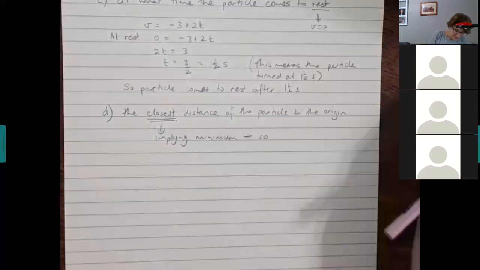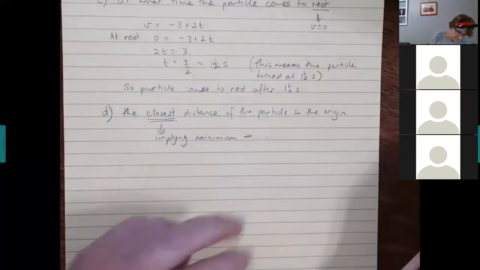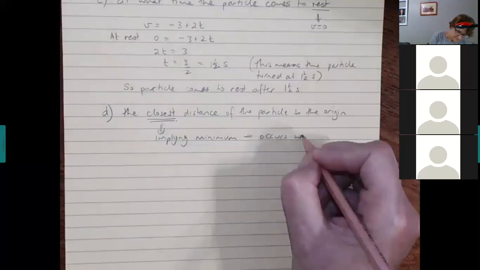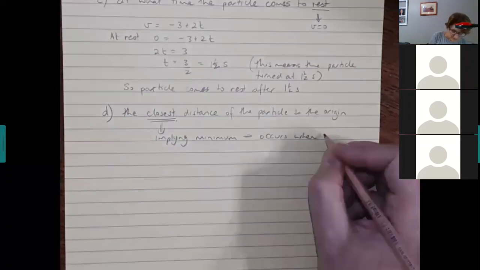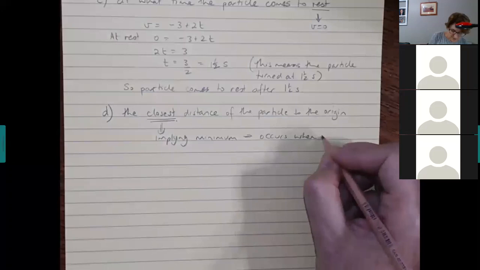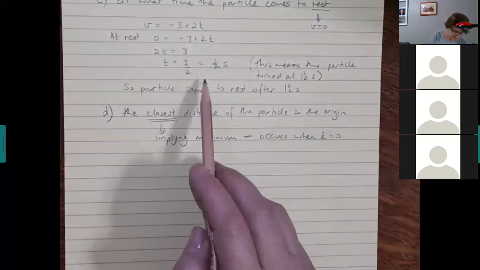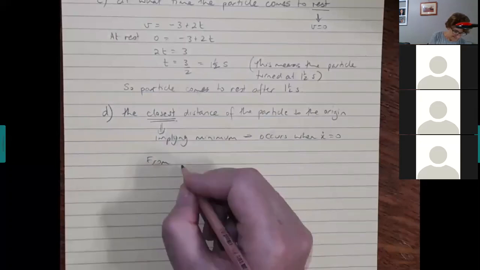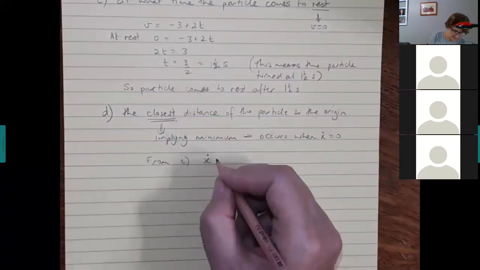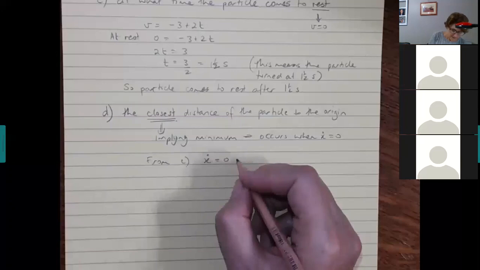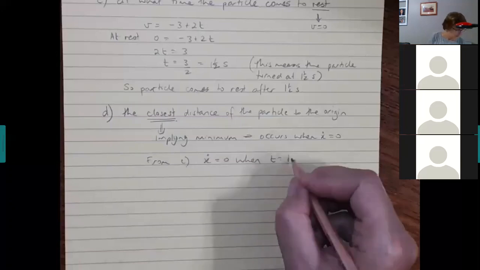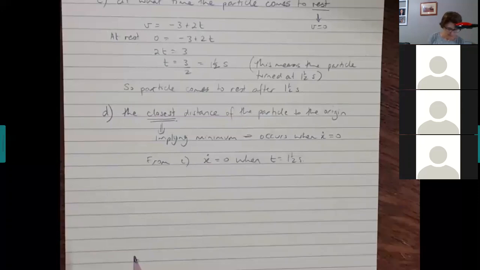I can't write occurs. So I'm going to write when x dot equals 0. The first derivative is 0. Okay. So we already had that up here. So from part C, x dot equaled 0 when t equaled 1.5 seconds. So we know when it happened.